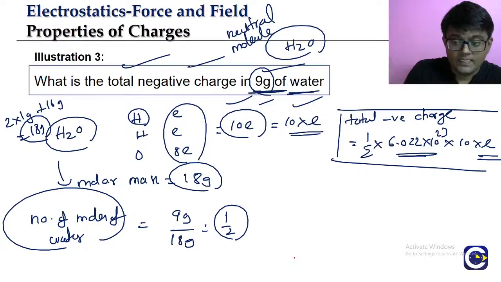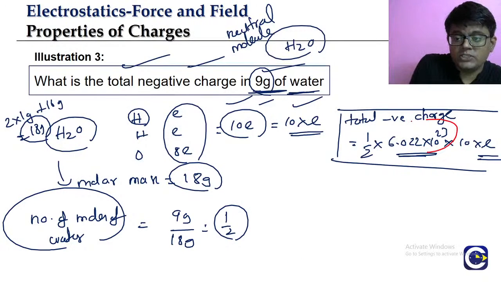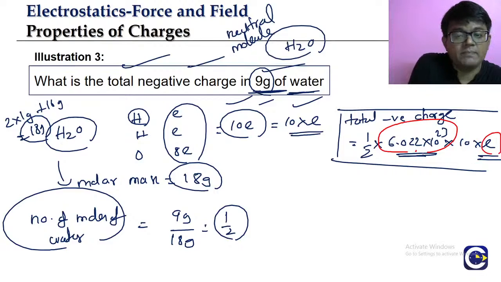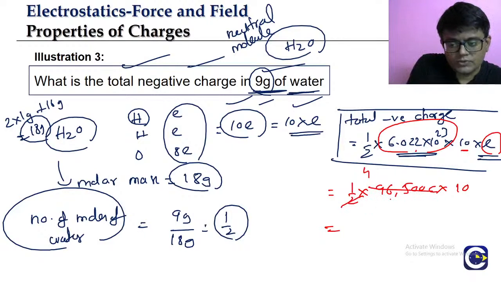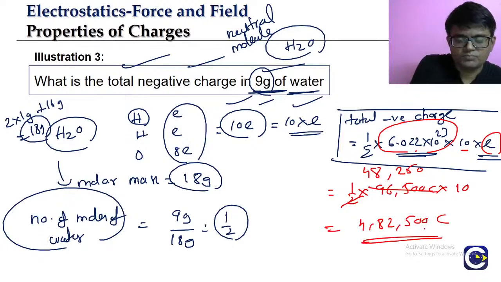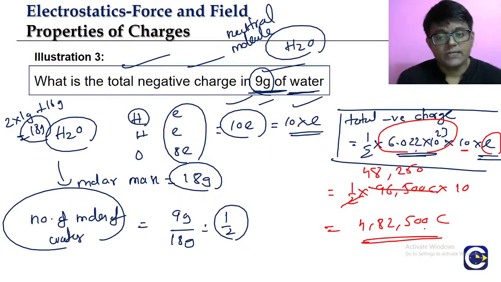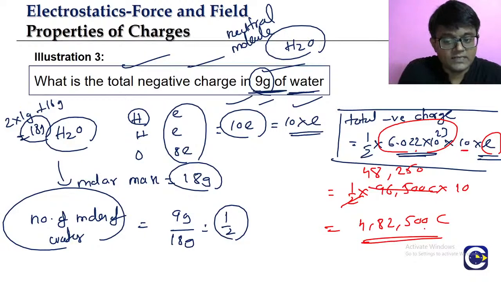So the 6.022 into 10 power 23 Avogadro number multiplied by basic charge gives 96,500. So half into 96,500 coulombs into 10. Two fives are 10, so 250 into 10 gives 4,82,500 coulombs. So here we are taking the value of 1 Faraday charge, the charge of 1 mole of electrons, approximately as 96,500 coulombs.